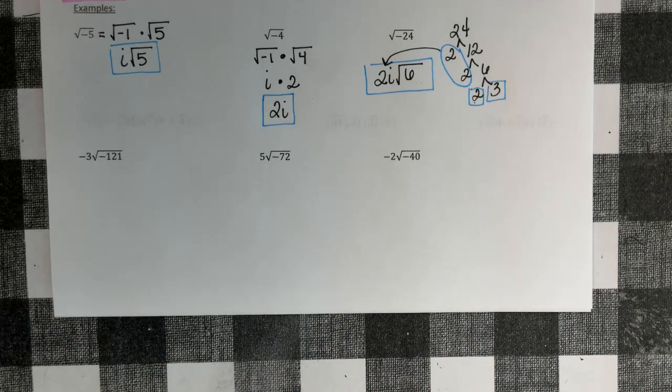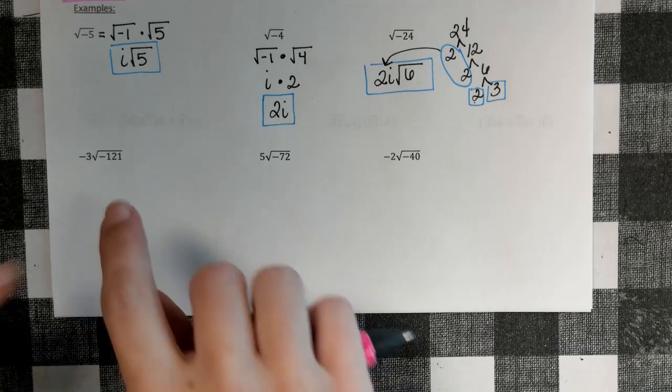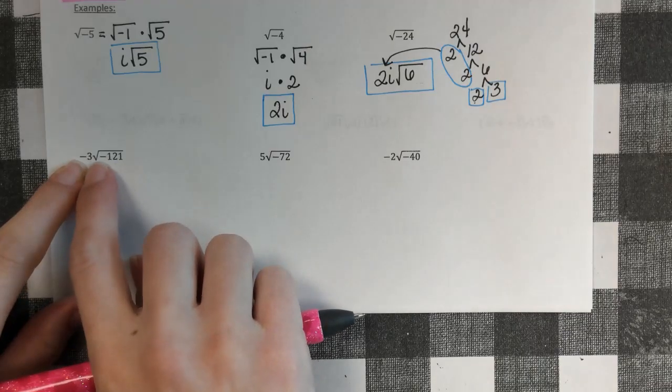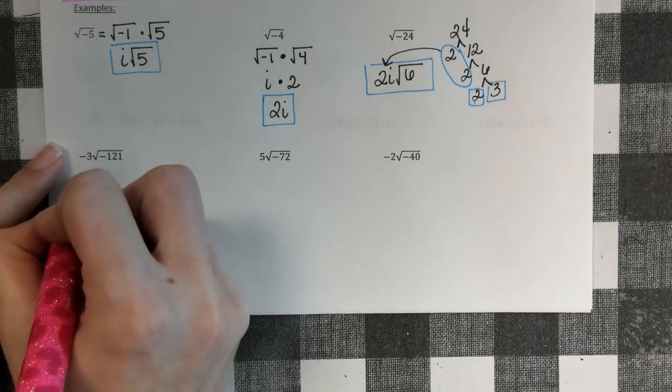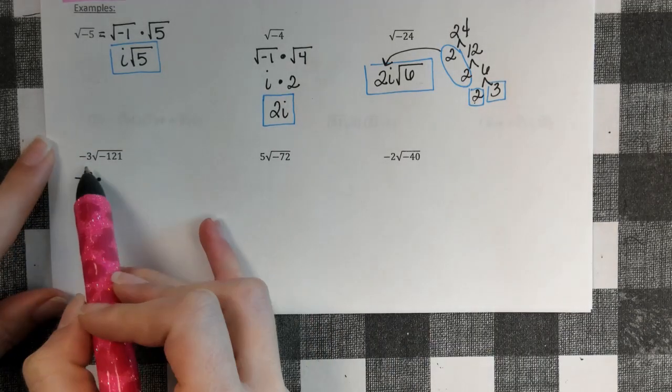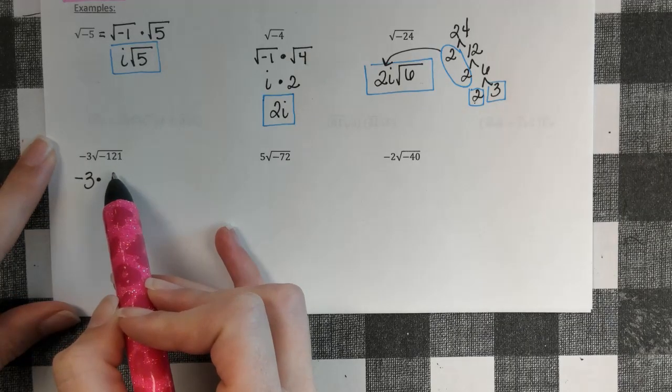Now, when I have -3 times the square root of -121, please hear me when I say you do not multiply negative times negative and all of a sudden become a positive. Okay? That is not at all what we're doing. What starts on the outside stays on the outside. Okay? So that's completely separate. So I've got -3 that I'm going to bring down, and then I'm going to treat the square root of -121 completely separate.